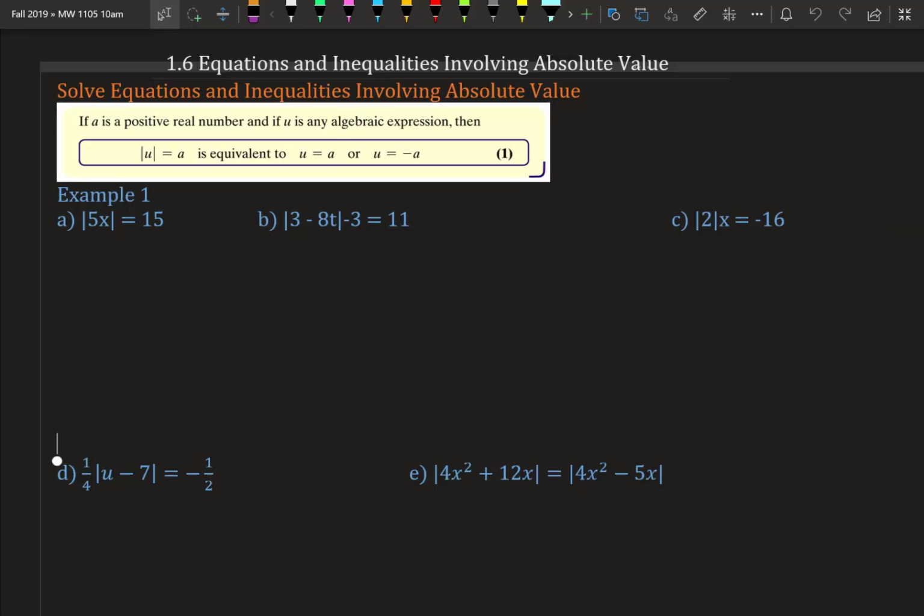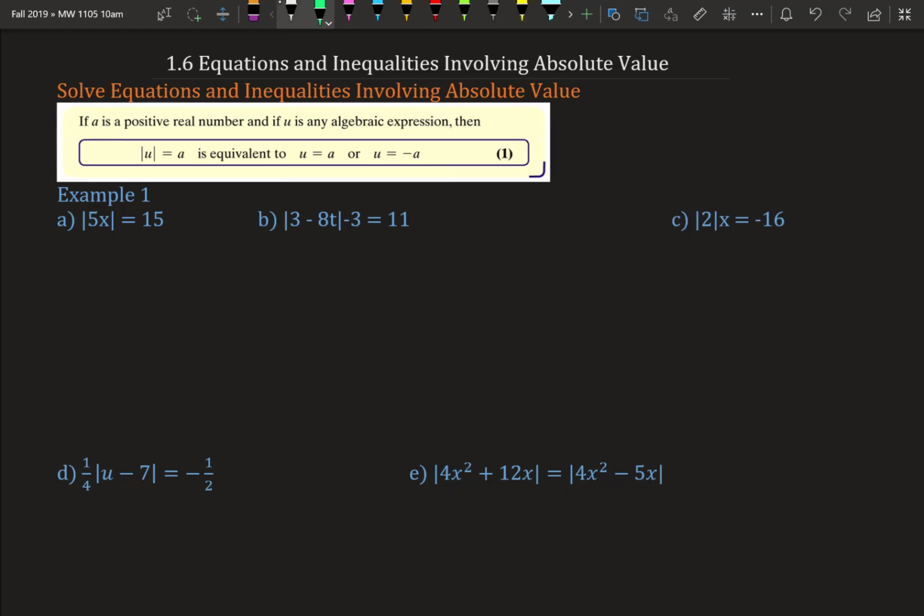Alright, 1.6 equations and inequalities involving absolute values. So we know what an absolute value is: whenever we have something in between these two bars, it's going to come out positive. Like the absolute value of 10 is 10. The absolute value of negative 10 is still 10. And that's all this is saying, whatever value you put into it, you're always going to get a positive value. So negative becomes positive, positive stays positive.